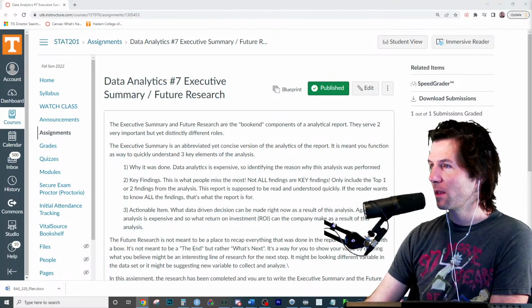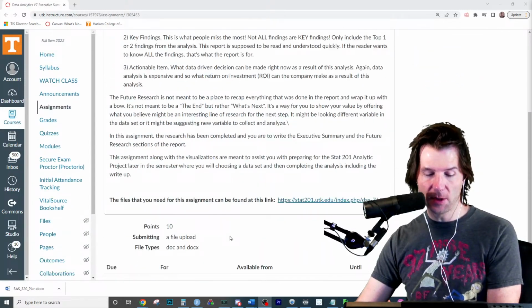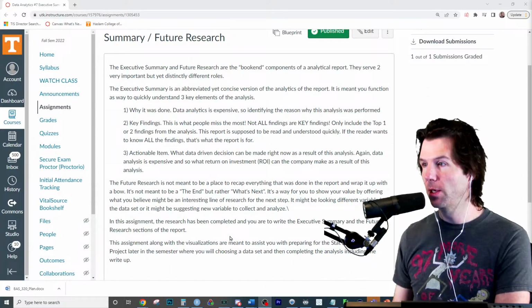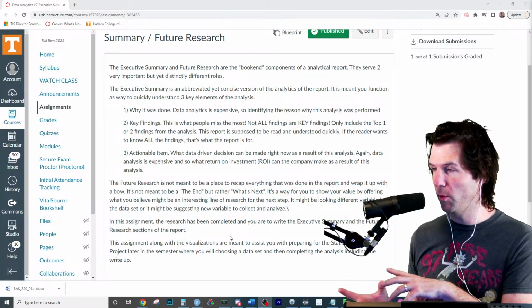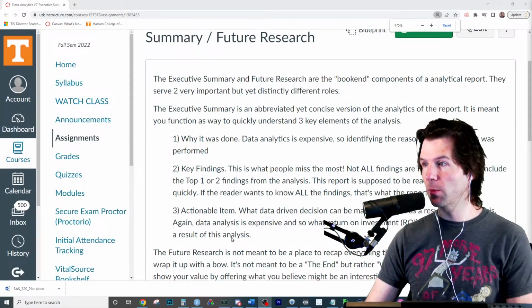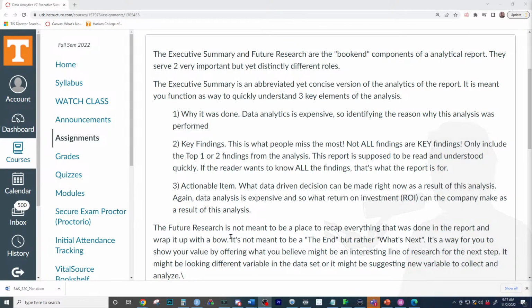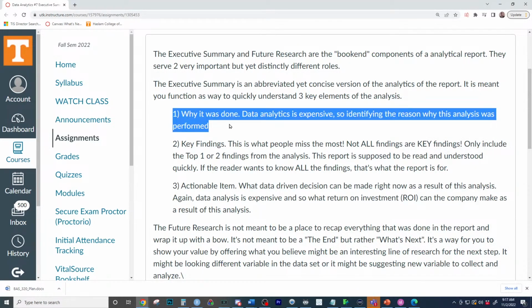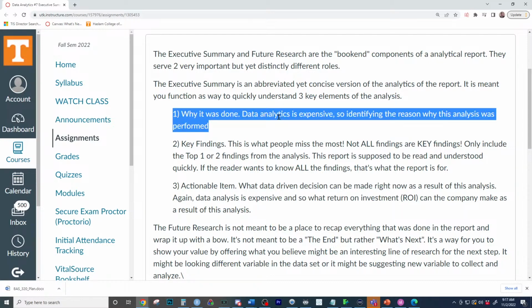Okay. So we have here an executive summary and future research. With the executive summary and future research, you're writing basically the opening and closing to a report. But a lot of people don't know what an executive summary is. An executive summary needs to have these 3 key parts to it. We need to have, why was it done? So the first thing you're going to do is introduce someone to whatever company you're working for, explain to them what is going on in the research.